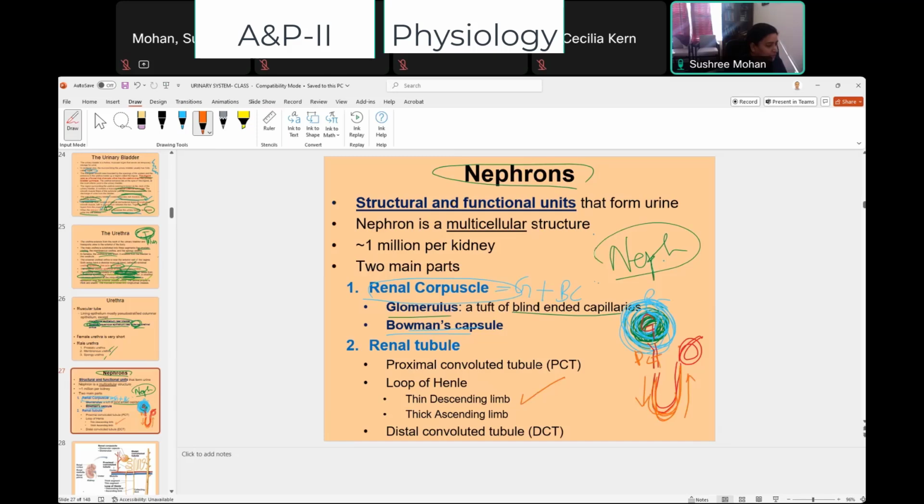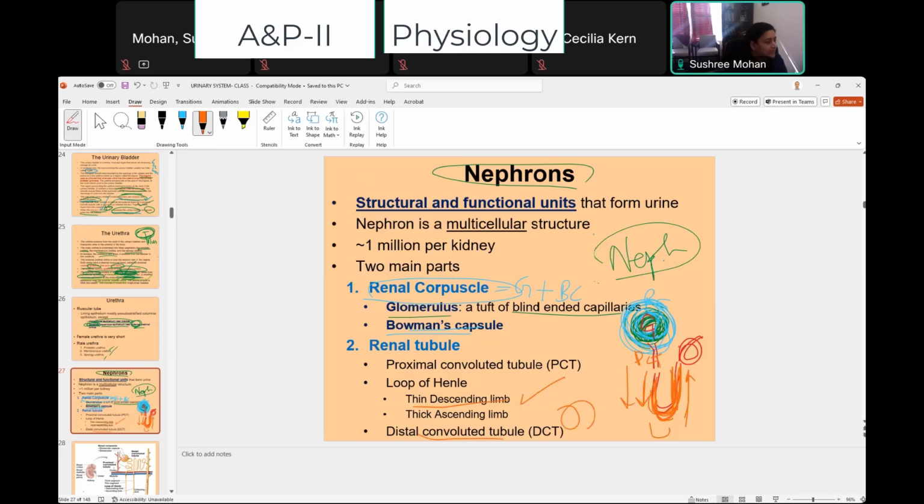This is just right, the U structure. That's just the loop over here. So thin descending, coming down, thick ascending. So this is thin. This is quite thick. Okay, and then the distal convoluted.